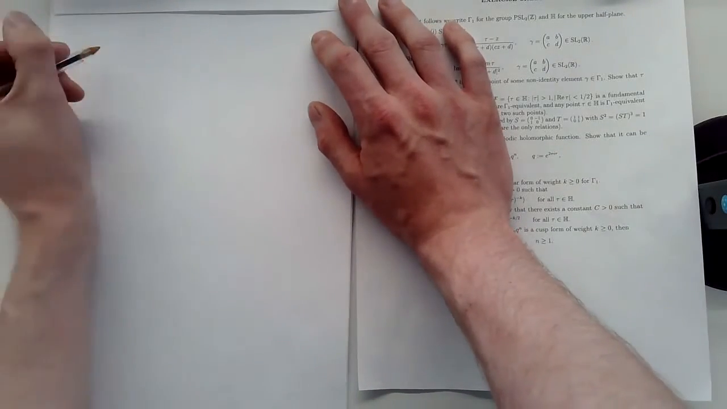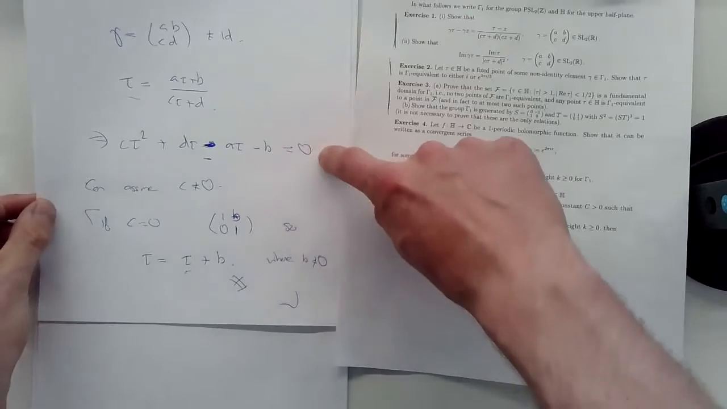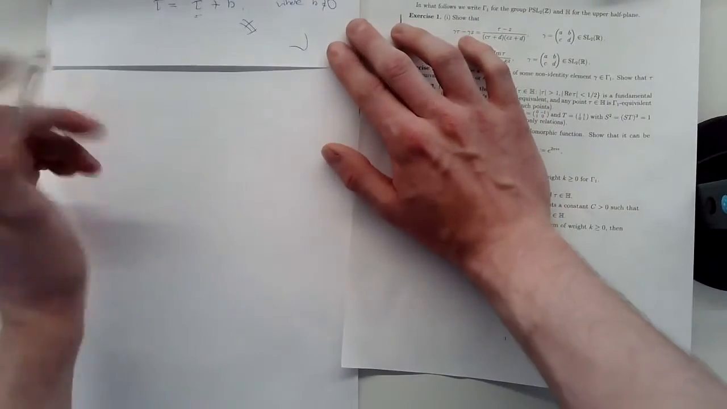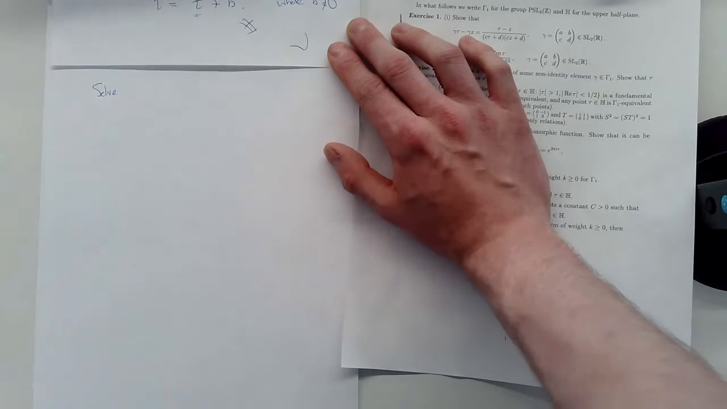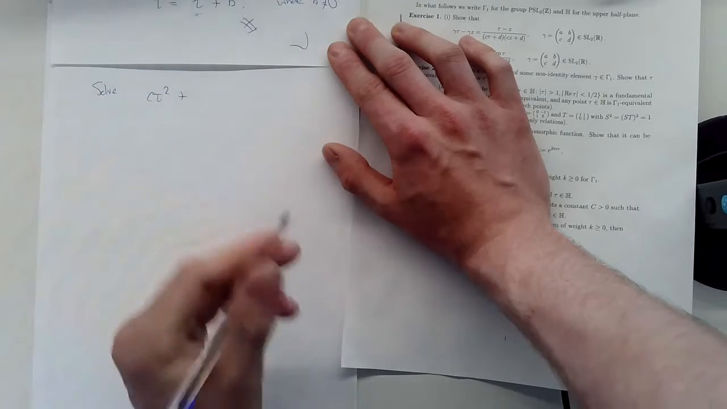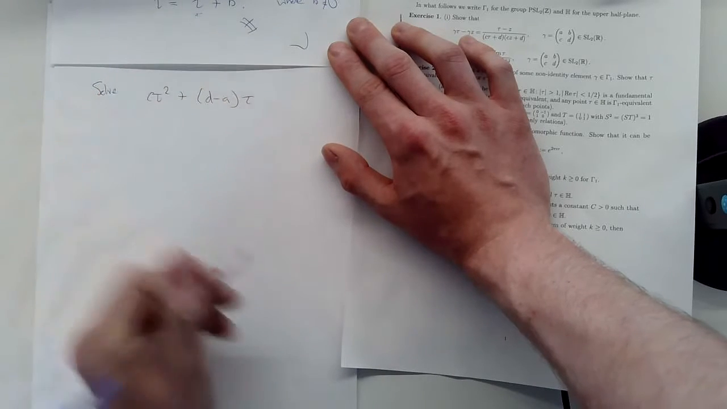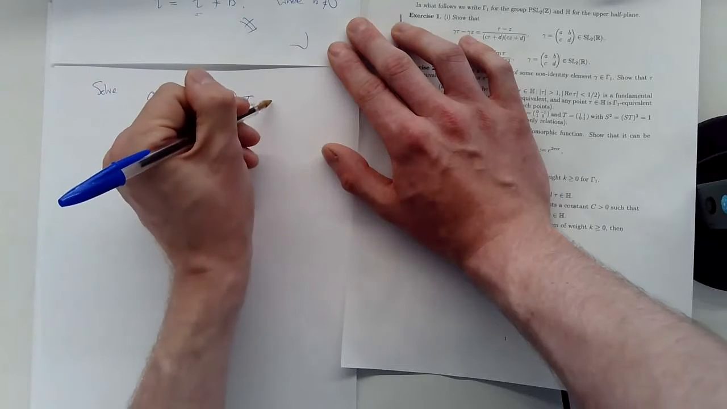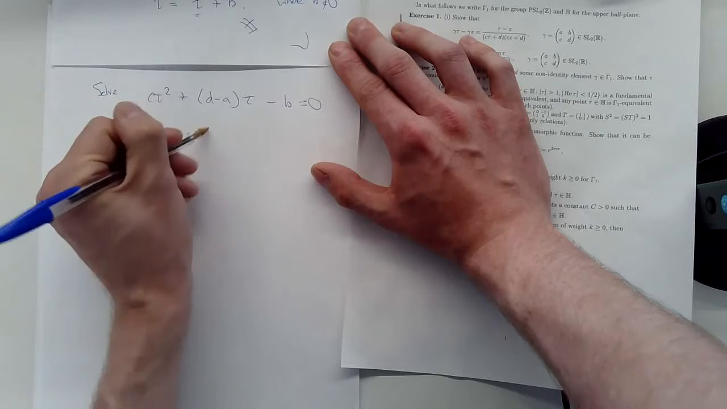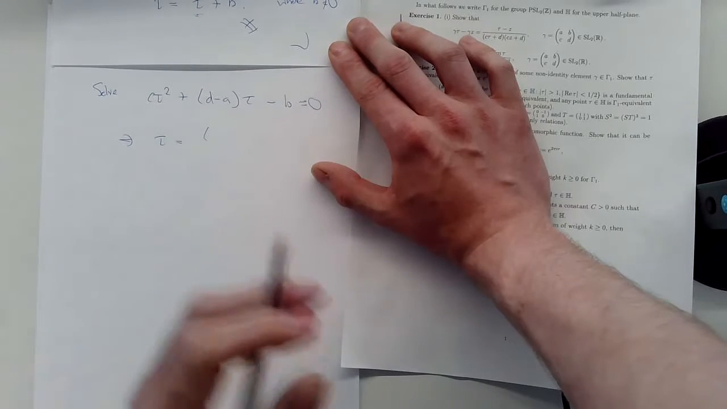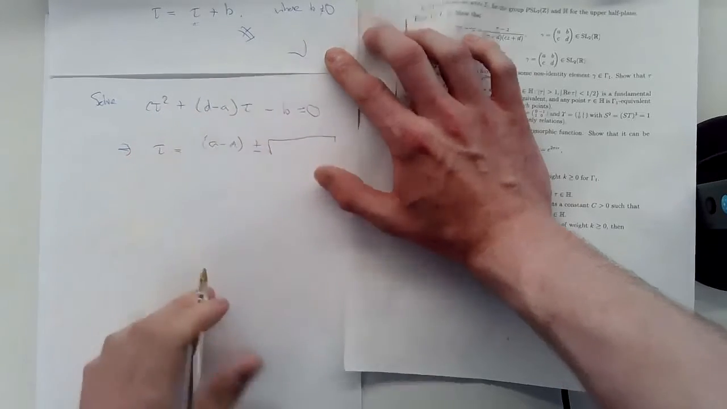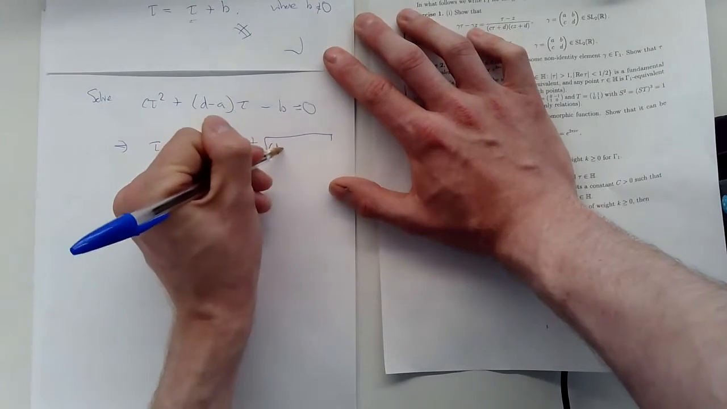So now we just want to solve this quadratic equation for tau and see what happens. So actually, I might write it out neatly just for clarity's sake. So the equation is C tau squared plus (D minus A) tau minus B equals 0, which implies, by the quadratic formula, that tau should be the following combination.